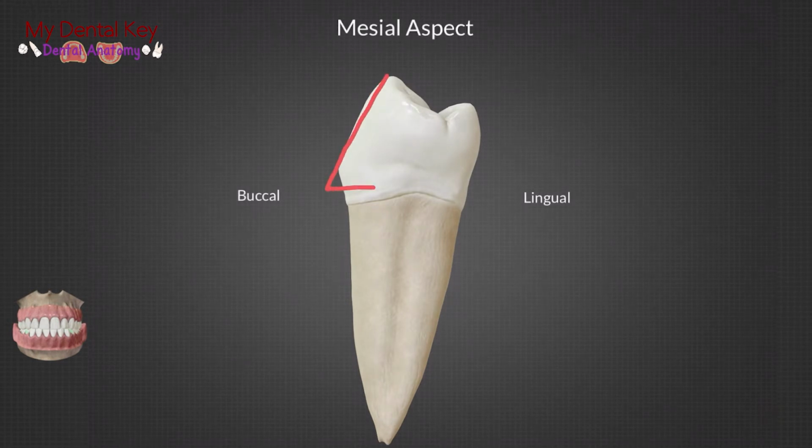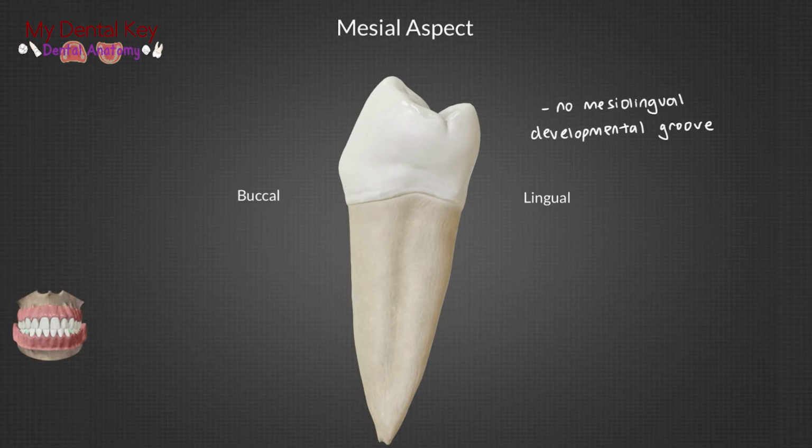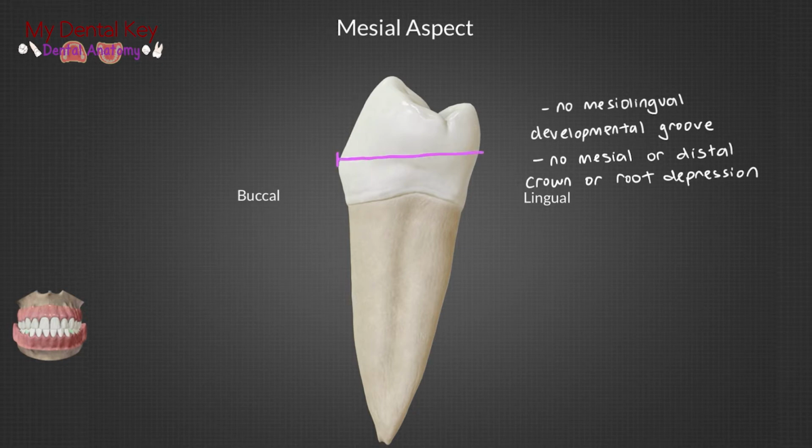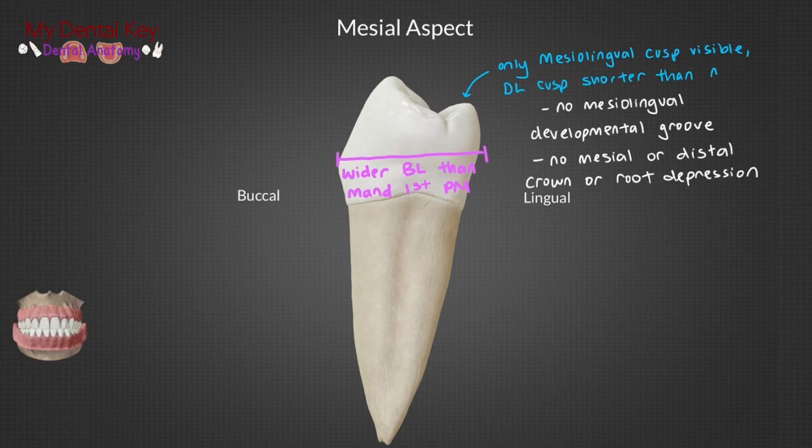From the mesial view, we can see that the tooth has a rhomboid shape to it, just like with the mandibular first premolar. The biggest differences are that there is no mesial-lingual developmental groove, there is no mesial or distal crown or root developmental depression, and the tooth is wider buccolingually than the mandibular first premolar. Lastly, if there are two lingual cusps, then the distal lingual cusp cannot be seen from this view because it is smaller than the mesiolingual cusp.